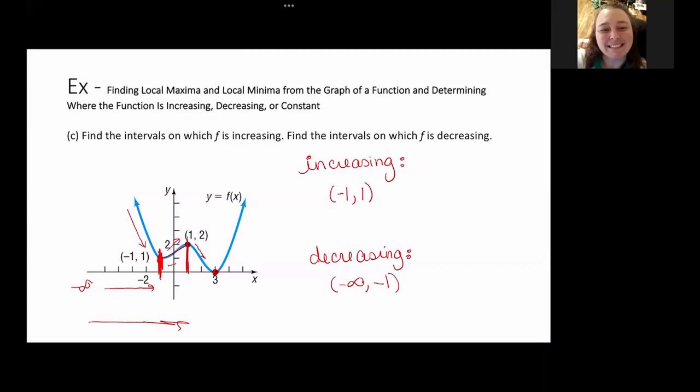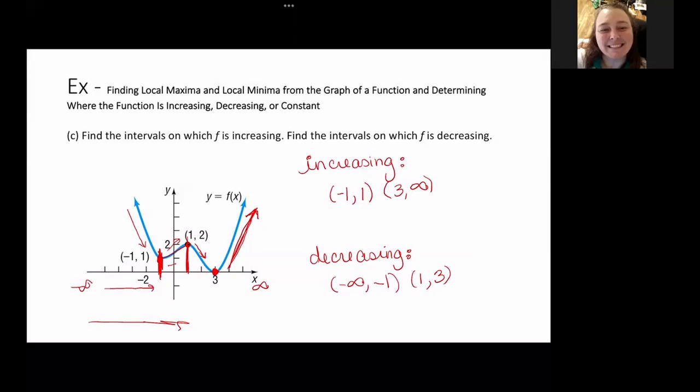After that, I start sliding down my hill again, so I'm decreasing. I'm going from 1, decreasing, decreasing, decreasing, getting to the bottom. That's where it changed. So from 1 to 3. And then here again, I'm going out to infinity, so I'm increasing because I'm going up the hill. I'm starting at 3 and going to infinity. That's how I find where I'm increasing and decreasing.